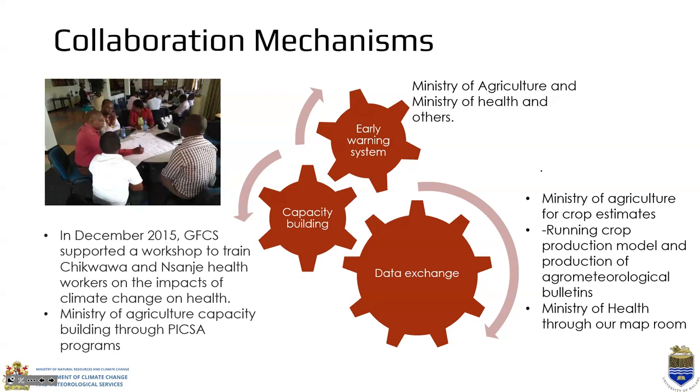The development also supports food security, particularly the Ministry of Agriculture, by providing capacity to the extension workers who work with the local communities on how they can make use of the climate information in order to improve their crop production, in order to make sure that we minimize the impacts of malnutrition and the like.